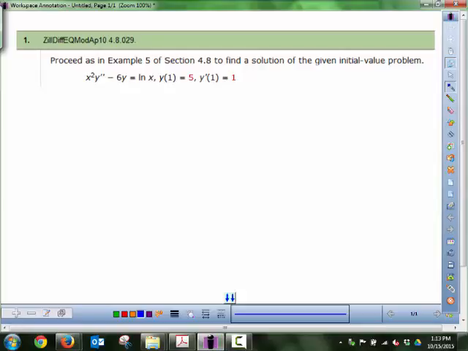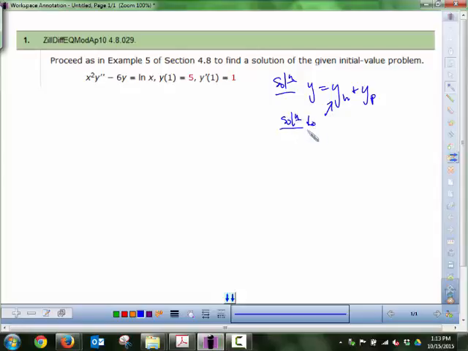So remember the deal here. We need to find our solution, which is going to be of the form y is equal to y sub h plus y sub p, where y sub h is the solution to the homogeneous differential equation satisfying the initial conditions. It's a solution to the IVP x squared y double prime minus 6y is equal to 0, with the initial conditions y of 1 is equal to 5 and y prime of 1 is equal to 1.